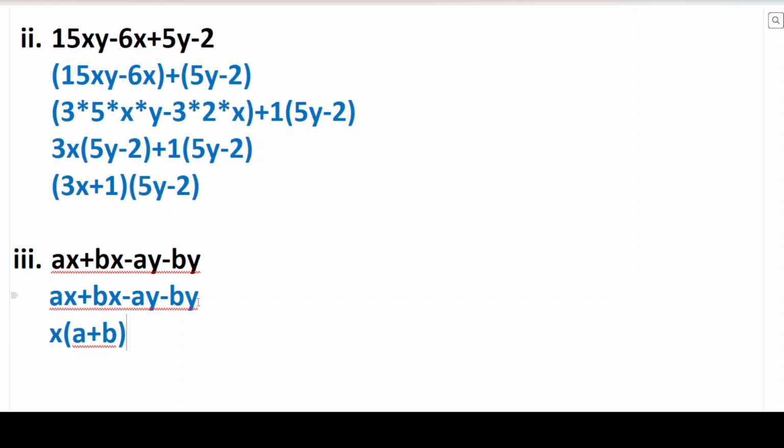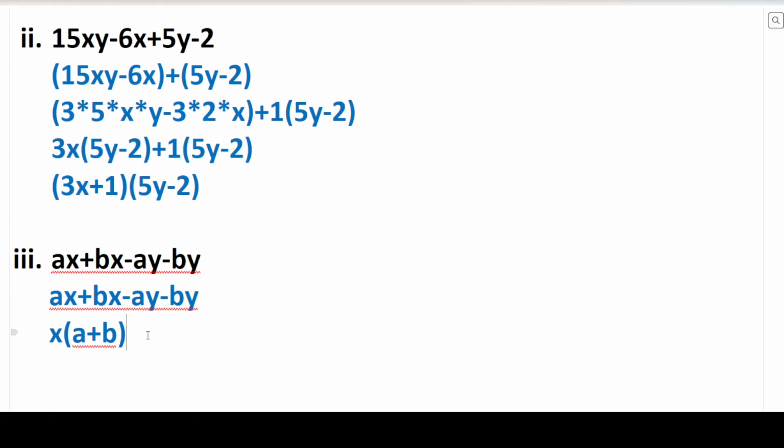Y is the common factor. And one more, minus also the common factor here. So, why do we need to take minus y? Because in the first group, we already have the a plus b. So in the second group also we are expecting the same. That's why in the second group also we had to form a plus b as a common factor.